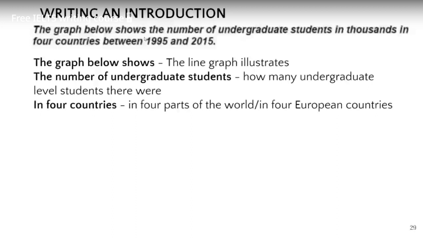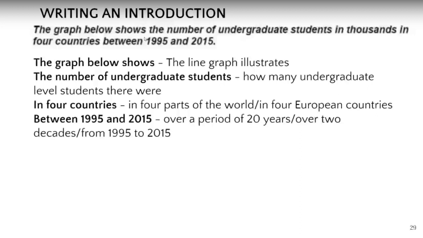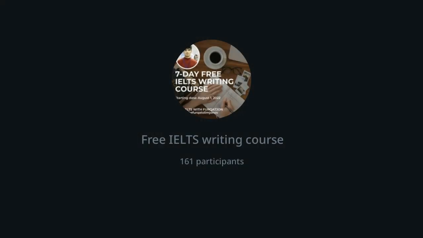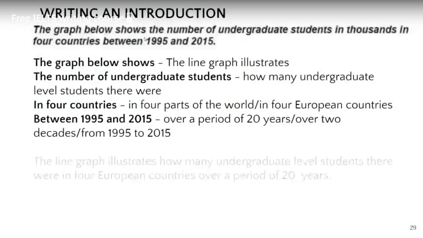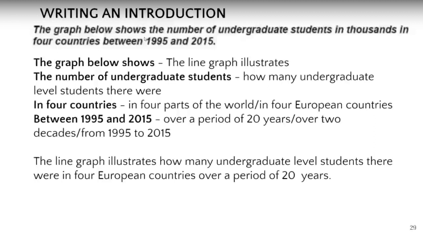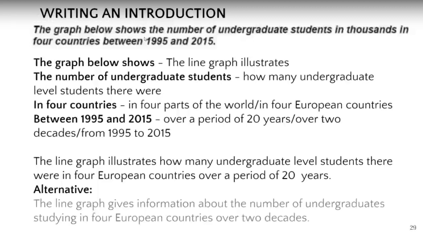All right? And instead of saying between 1995 and 2015, you can say over a period of 20 years or over 2 decades, or you can say from 1995 to 2015. So, yeah. And here's how you can write it. The line graph illustrates how many undergraduate level students there were in 4 European countries over a period of 20 years. Or alternatively, you can say the line graph gives information about the number of undergraduates studying in 4 European countries over 2 decades. All right? So this is a really nice way.